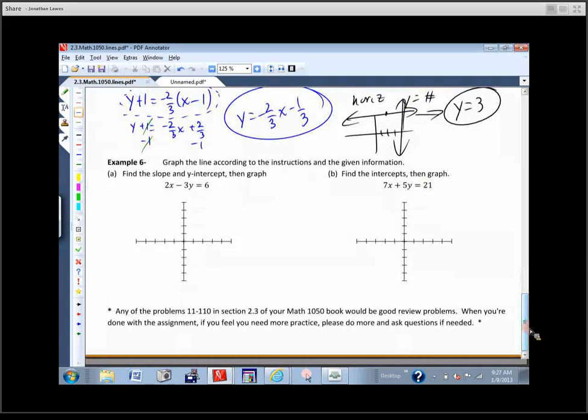I copied these. These are either problems from your assignment or they're almost identical. It says find the slope and y-intercept. Is that not easy? Piece of cake, right? So let's just move this around. Negative 3y equals negative 2x plus 6. So this is going to be y equals 2/3 x minus 2, right? So the slope is 2/3, the y-intercept is negative 2, and then easy to graph. Up 2 and over 3. Looks like that.